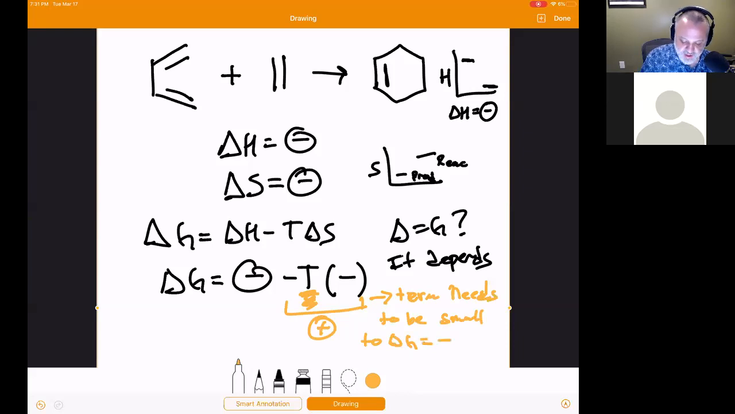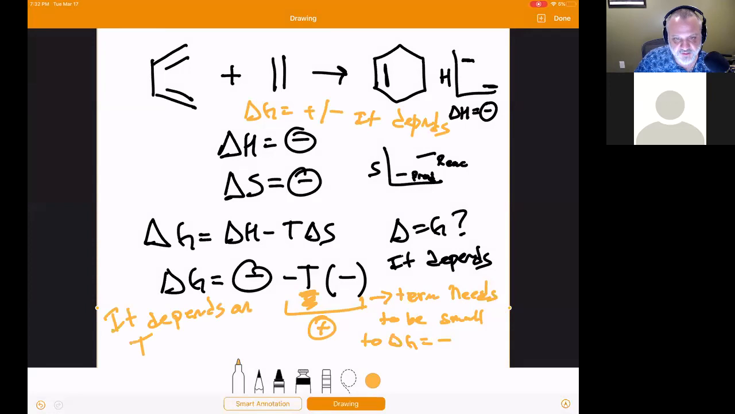So in this reaction, is delta G positive or negative? Well, it depends. What does it depend on? It depends on T. And under what conditions will the reaction be spontaneous? It'll be spontaneous when this term is small. So that means low temperature.